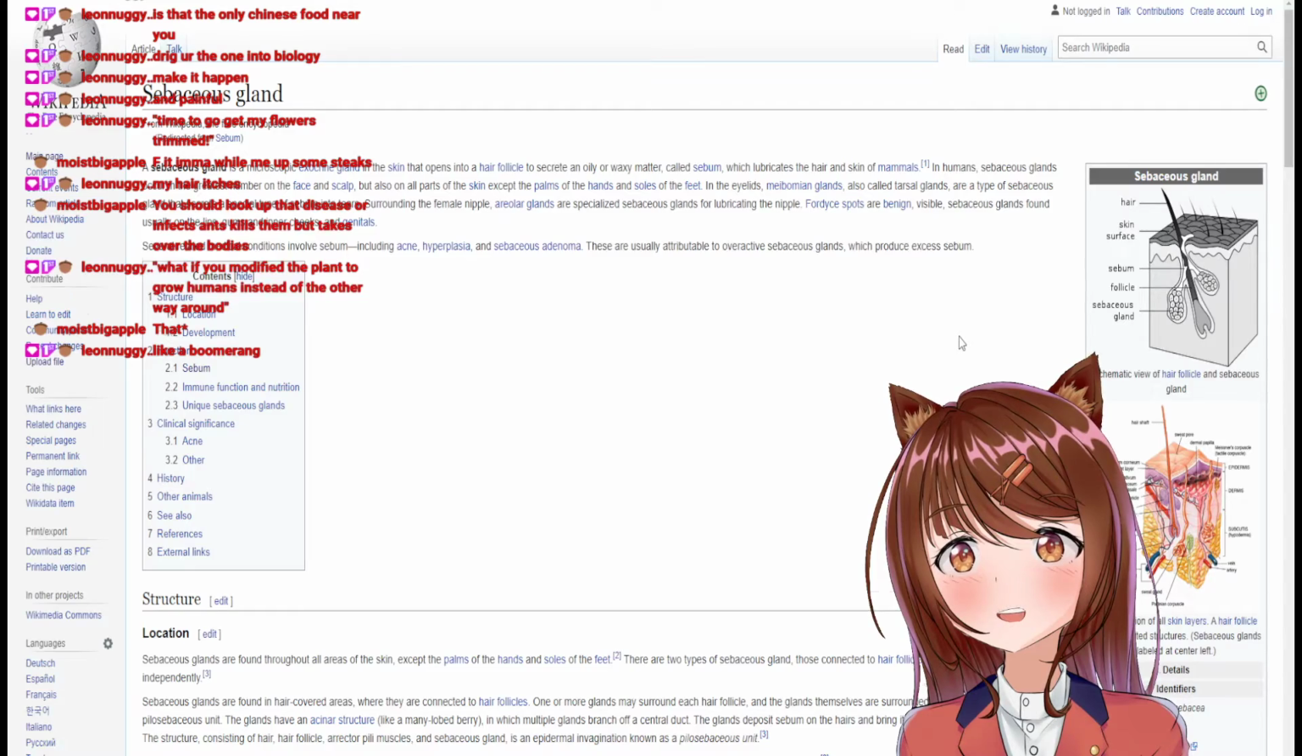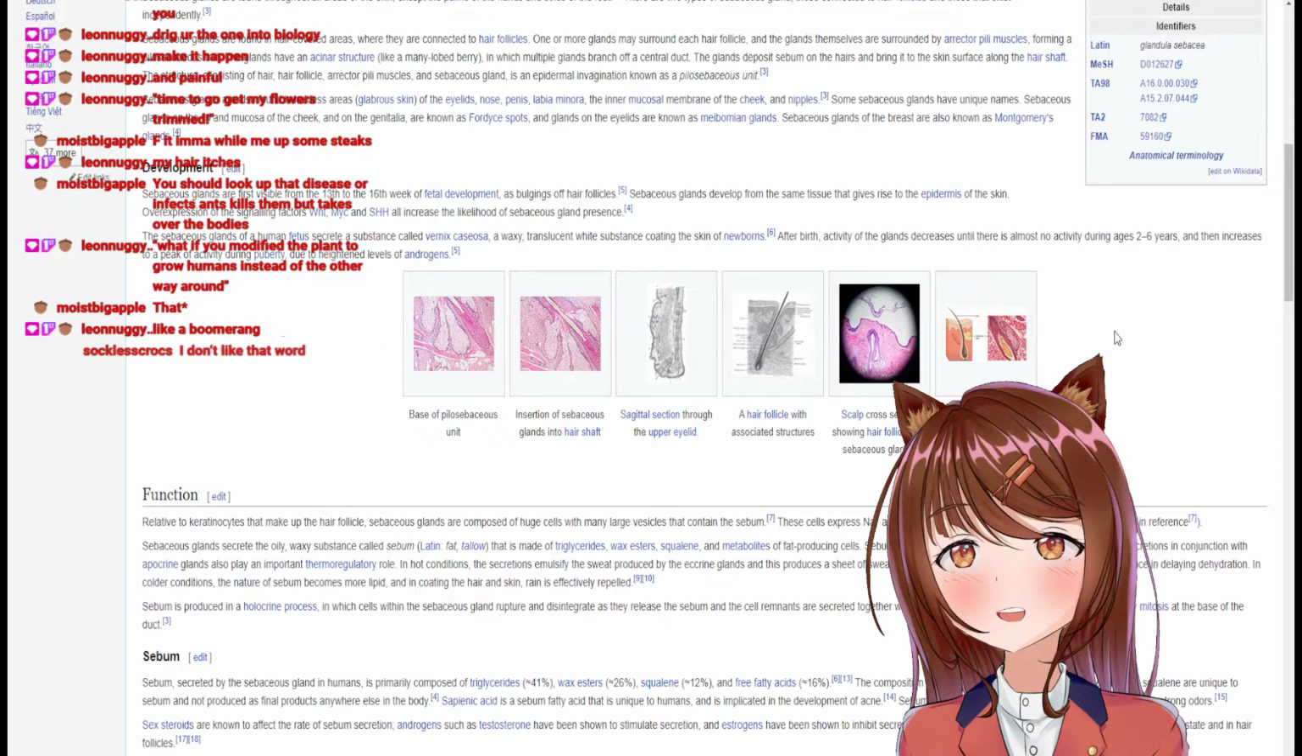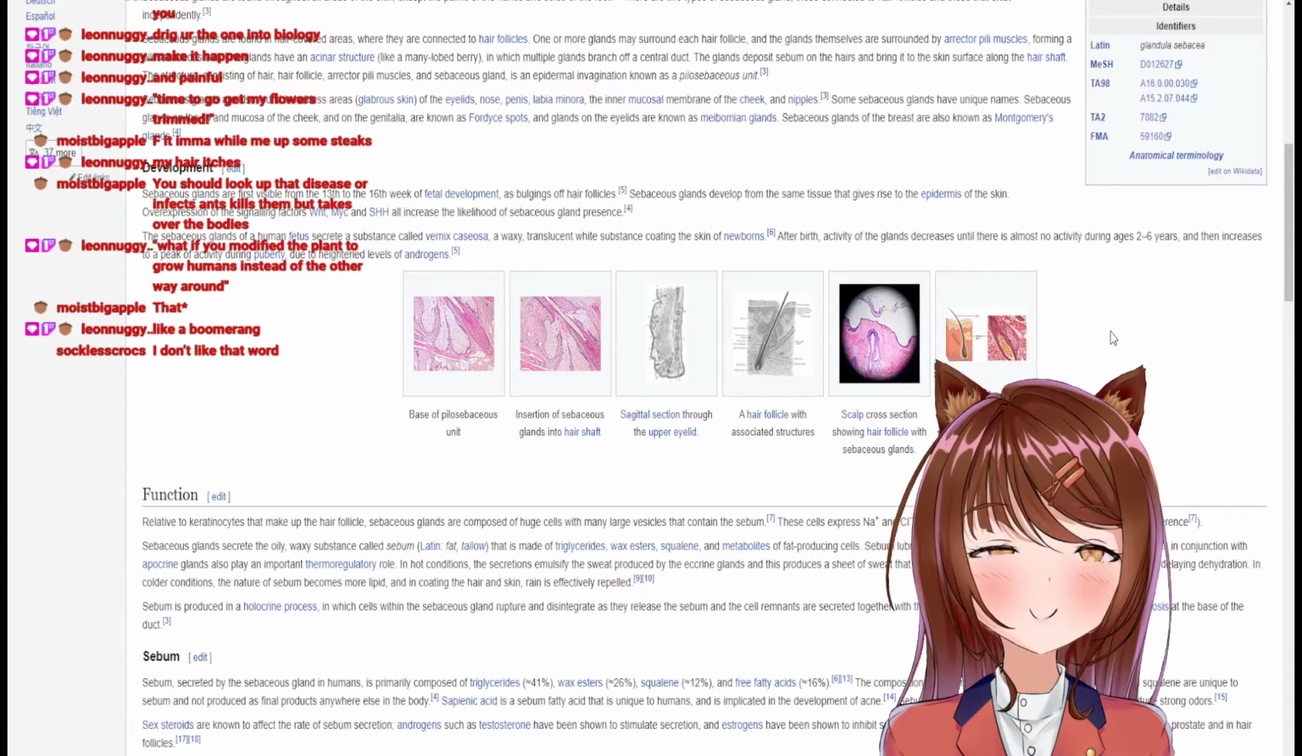But what would it do while it was in there? Well, hair doesn't really do anything either.